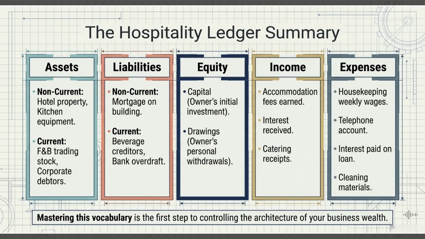Equity: capital being the owner's own investment, and drawings being the owner's personal withdrawals. The residual interest and what the business owes to the owner. Income: accommodation fees earned, interest received, catering receipts, receipts from normal operations that increase equity.